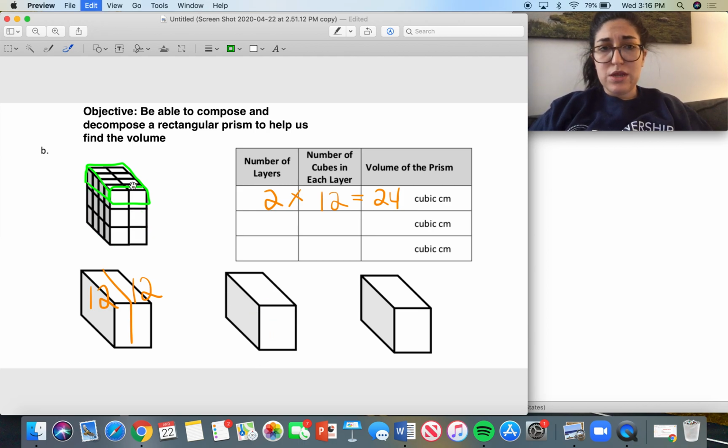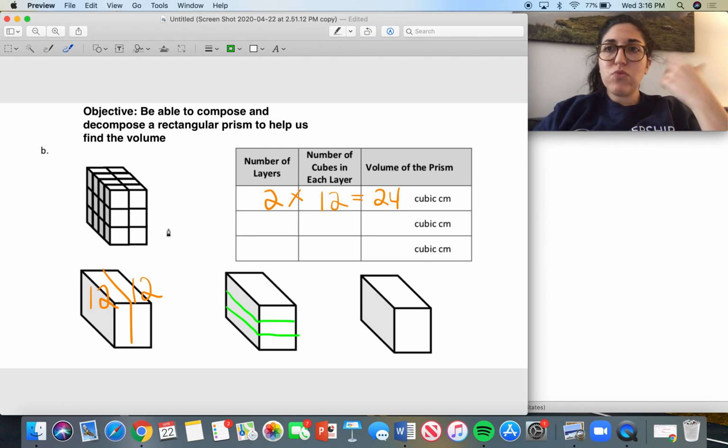So now the question is, how many were in each layer? Let me just do this again, sorry. It's taking me a little bit of time to get used to this, but I appreciate you all bearing with me. One layer, two layers, three layers, and I got that from the three layers. The question is, well, how many are in each layer?